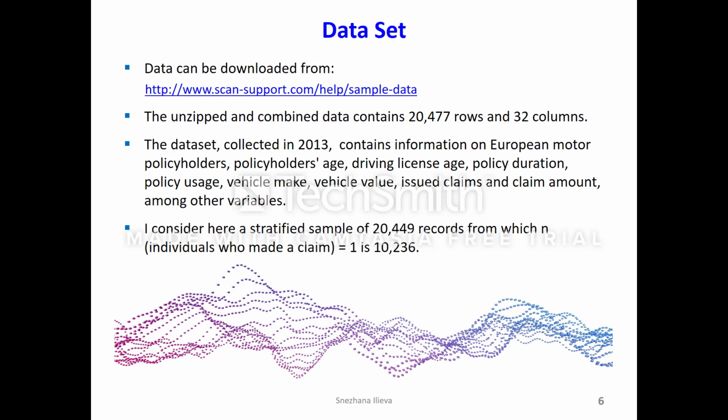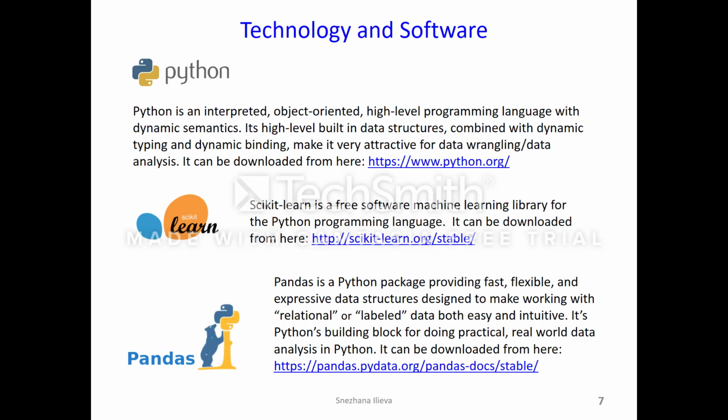A little bit more information about the data set. As mentioned, it comes from Prudential. It can be found on and downloaded from scansupport.com/help/sample-data. The unzipped and combined data contains 20,477 rows and about 32 features. The dataset contains information from 2013 and includes information on the driver's age, driver's gender, driving license age, policy duration, policy usage, and the people who made a claim, equal to 10,236 from 20,500 records in total. The technology and software used are Python, scikit-learn, Pandas, TensorFlow, and the Matplotlib library.